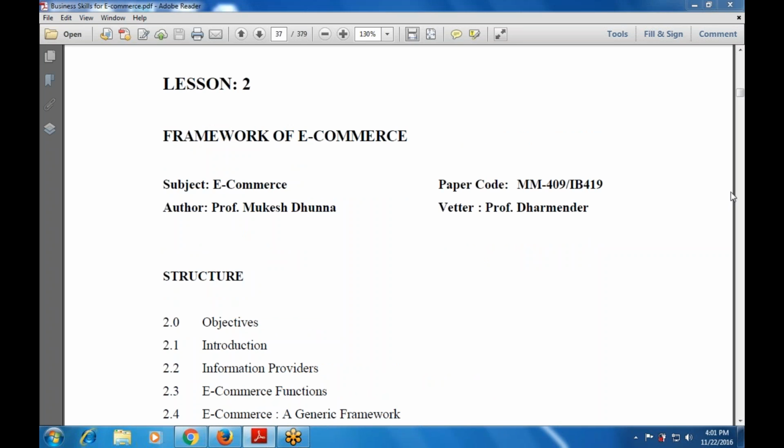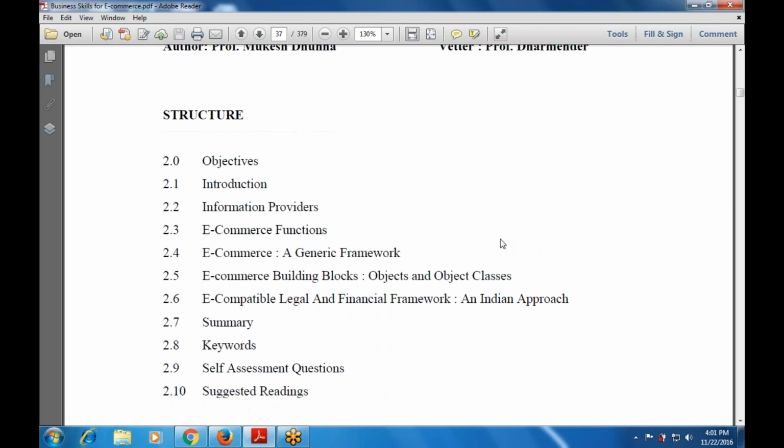This is the structure. These are the various topics that we are going to discuss in this revision. First is the objectives. After the objectives, there is the introduction, then information providers. Who are the information providers? E-commerce functions. Then a generic framework that is used as e-commerce. Then the various building blocks, objects, classes, then the legal and financial framework, that is an Indian approach. Then summary, keywords, and so on. At last, there are suggestions, the bibliography, as well as the question answers.